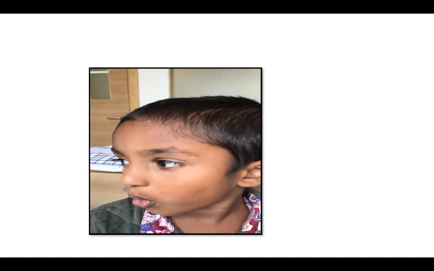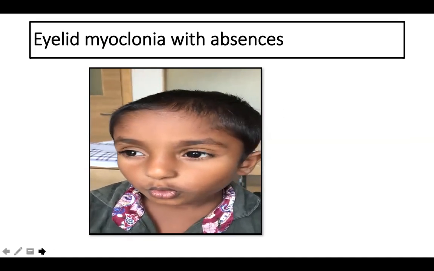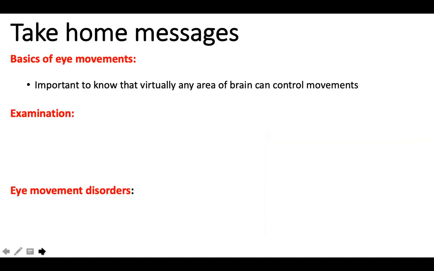But a resident should be very clear about nystagmus, all types of nystagmus, ocular nystagmus, jerky nystagmus, and pendular nystagmus. Students should be aware of opsoclonus and ocular flutter. So this is eyelid myoclonia with absences. So that comes to the end of our discussion.